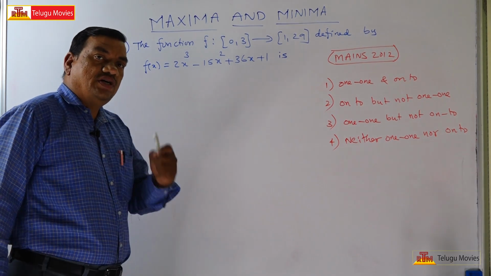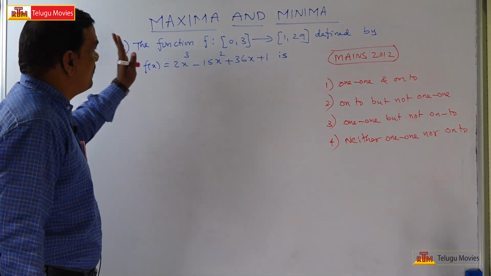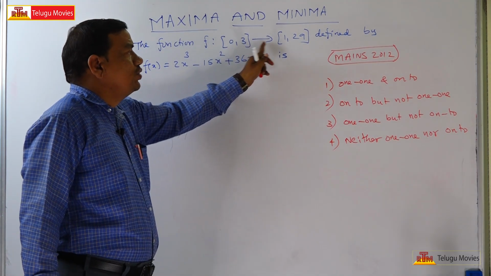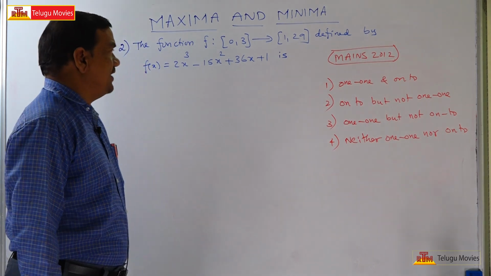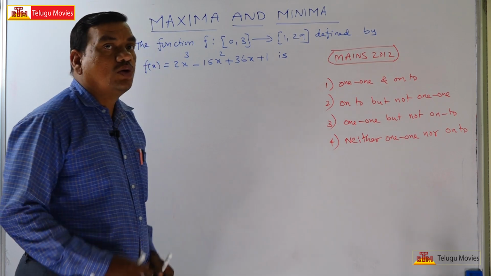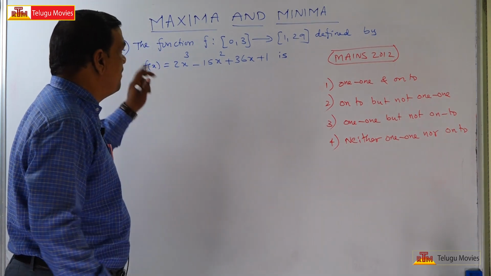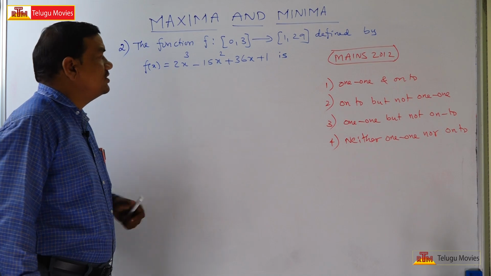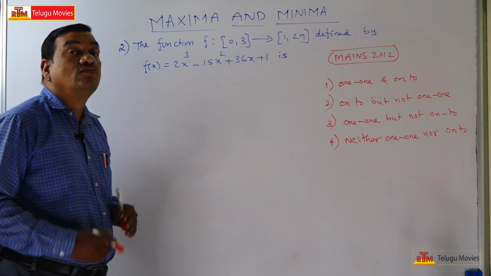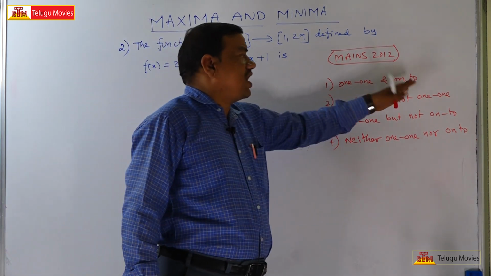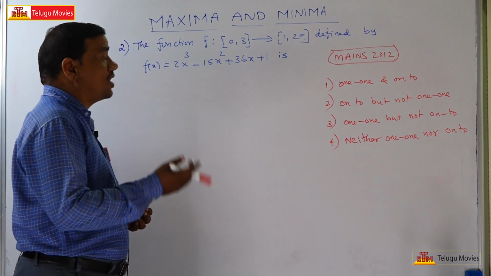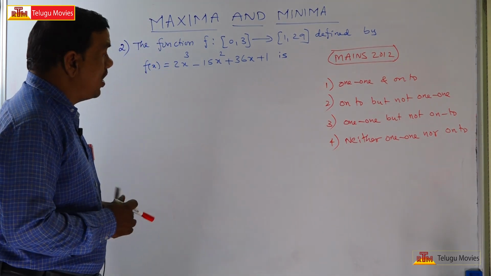So, welcome to the second problem. The second problem is the function f from 0 to 3 to 1 to 29, that is, the domain is 0 to 3 and the codomain is 1 to 29, defined by the function f of x is equal to 2x cube minus 15x square plus 36x plus 1. What is that function? Is it a one-one onto function, but not one-one function, one-one but not onto function, or neither one-one nor onto function?